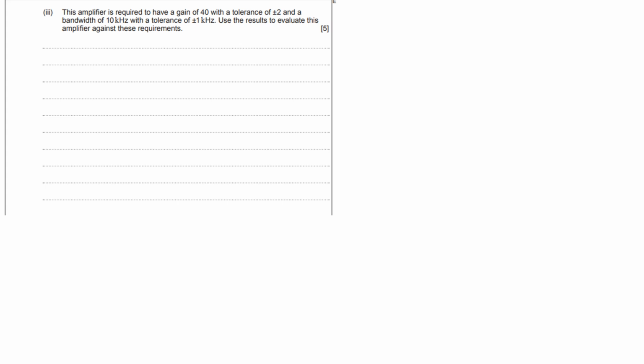So the first one is to say, well, it's got a gain of 41. You can read that off the graph. So say it's got a gain of 41. That is within tolerance of plus or minus 2. That'll be 2 marks in total for that. Next one is to do the bandwidth. So remember how you do your bandwidth. Let's just get the pen out again.